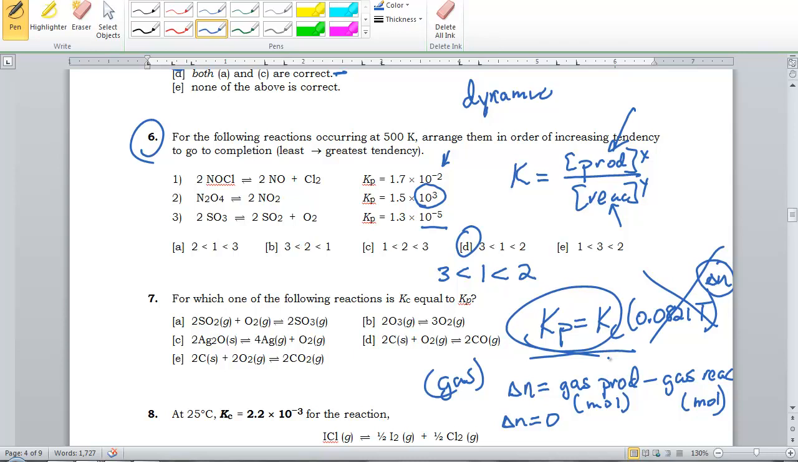And it looks like we're looking at choice E here. 2 moles of gas reactant, 2 moles of gas product. Don't worry about the solid. That's not going to contribute to the pressure inside that system. And it looks like in all the other ones, the moles of gas do indeed change. Okay, so the only one that would have Kp equal to Kc would be choice E.